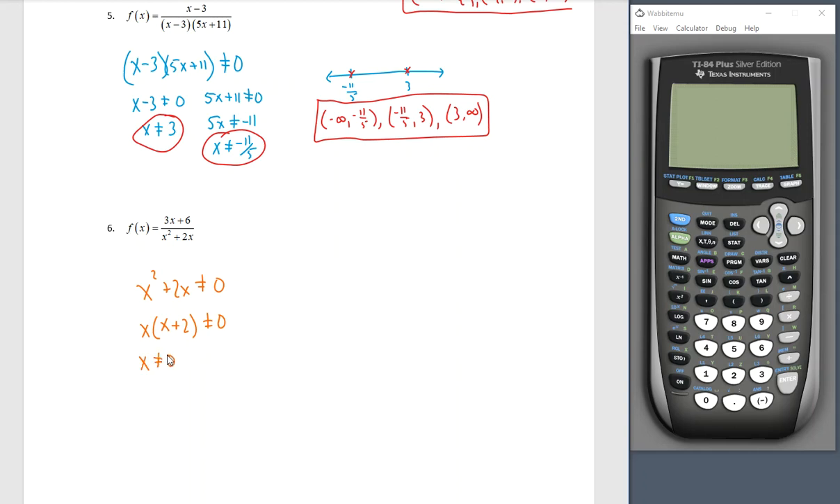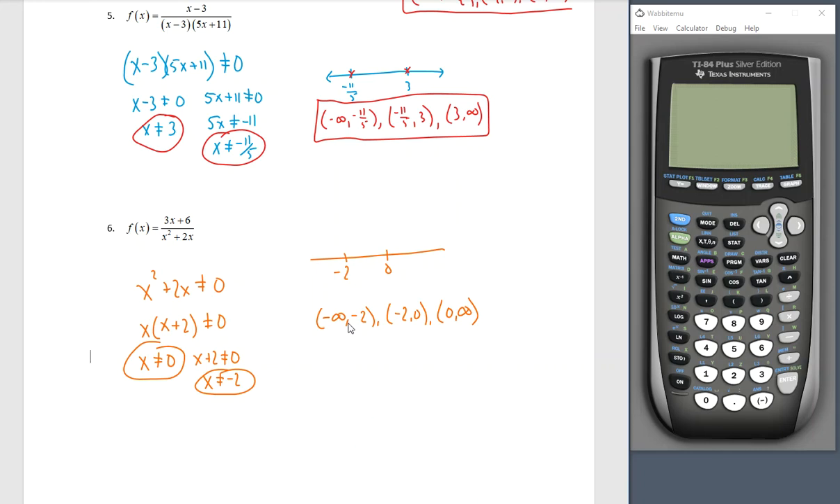Well, then x can't be 0. And x plus 2 can't be 0. When I subtract 2 from both sides, x can't be -2. So in interval notation, -2 comes first and then 0 on my number line. So I'm going to have -infinity to -2. Order matters. -2 to 0, 0 to infinity.